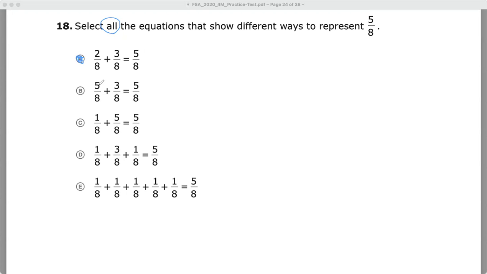B says 5/8 plus 3/8 equals 5/8. 5 plus 3 equals 8. So this is not true. It's not even a true equation. C says 1/8 plus 5/8 equals 5. So 1 plus 5 equals 6. This is not true.